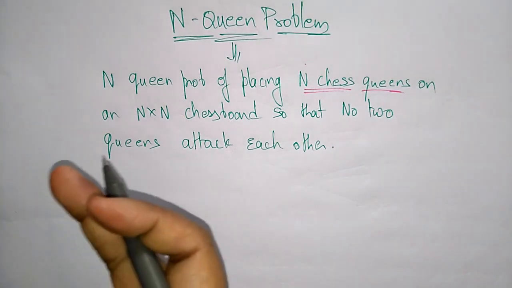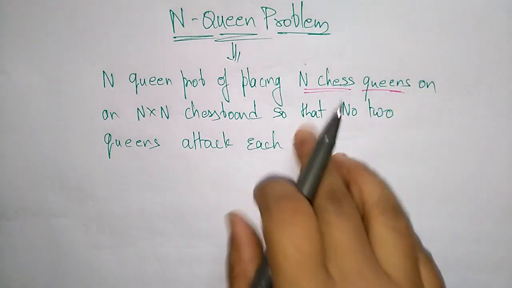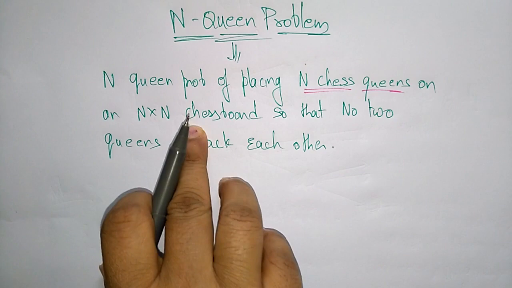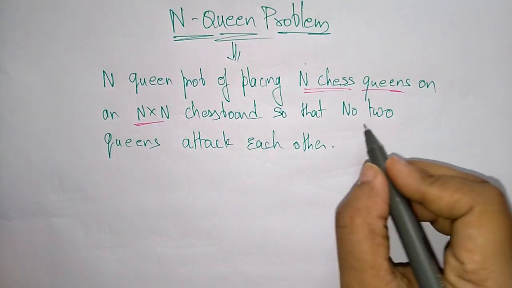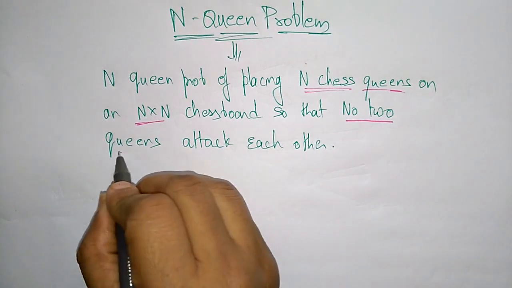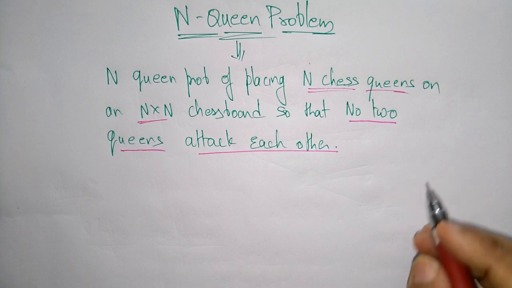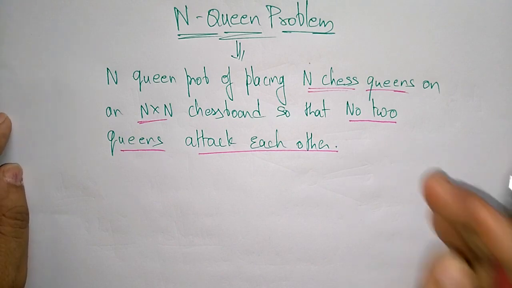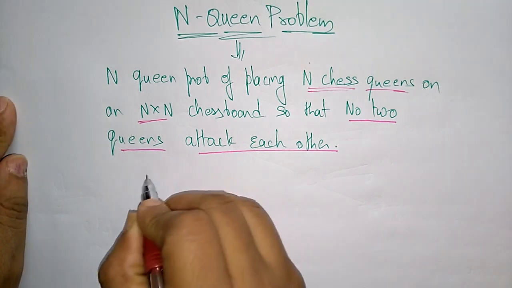N-queen means you have to take n chess queens, and all these queens are placed on a chessboard. So n chess queens on an n by n chessboard, so that no two queens attack each other. That is the condition. No two queens attack each other means we have to check that.